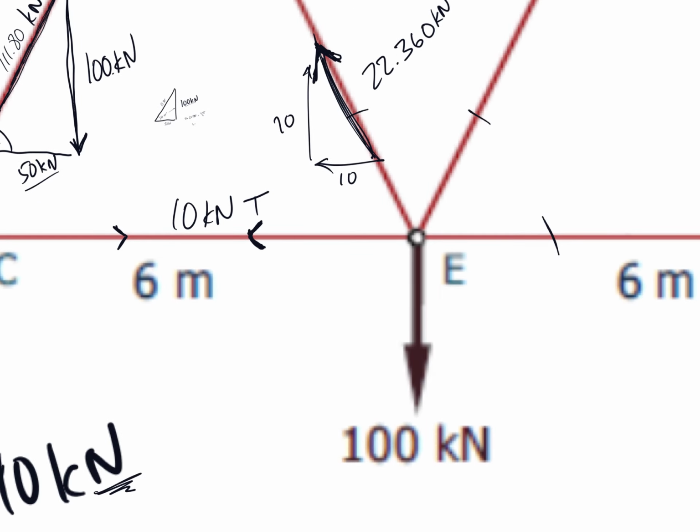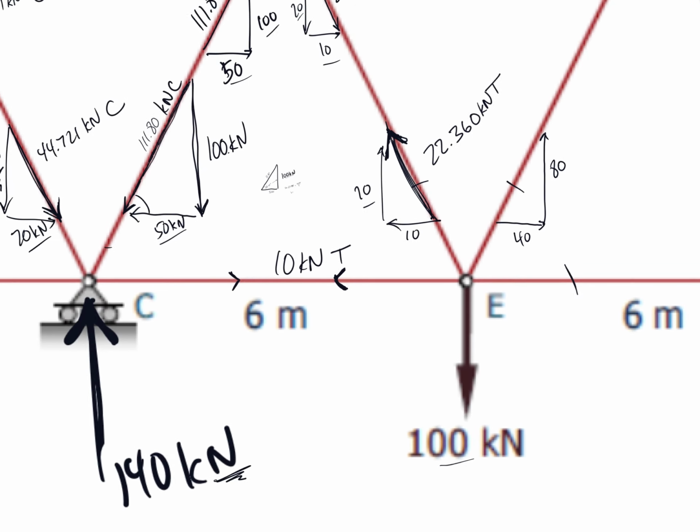And let's see, again, the vertical is easier because I only have one vertical force that's unknown, right? So I've got 20 going up, and I've got 100 going down, which means I need an additional 80 going up to support that joint. So this is 80, right? And by similar triangles, I know that this is going to be 40. Okay, and this number is going to be double that.